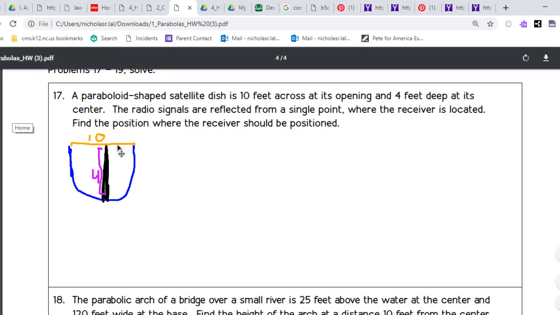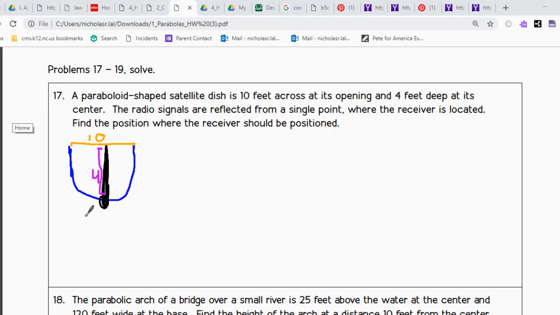From the top to the bottom, that length is 4. So if we're going to plot coordinate points, and we plotted our vertex at 0, 0, and then we plot this point, what would this point be? Well, if this is 10 across and 0, 0 is the halfway point, what's the x? This length of 10 doesn't start at 0, 0. 0, 0 is almost the horizontal halfway point. So what's the x coordinate at this point?